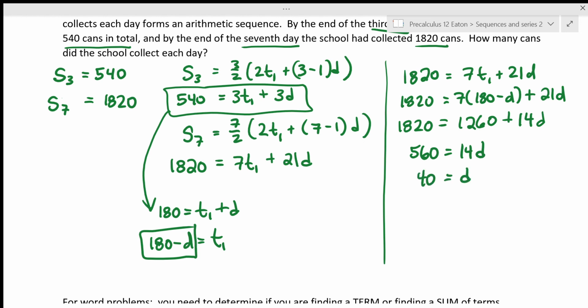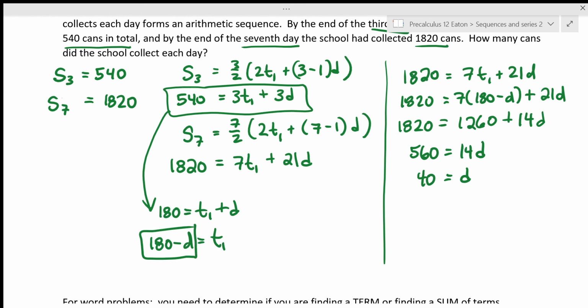So now we have to look back at the word problem and figure out what exactly I've calculated. I've calculated the common difference. So that's the amount that the number of cans collected goes up by each day. It's not the amount the total goes up by each day, it's just the amount that the number of cans goes up by each day. So the question is also asking me to list how many cans the school collected each day. So what it's asking for is to write out the whole sequence from day 1 to day 7.